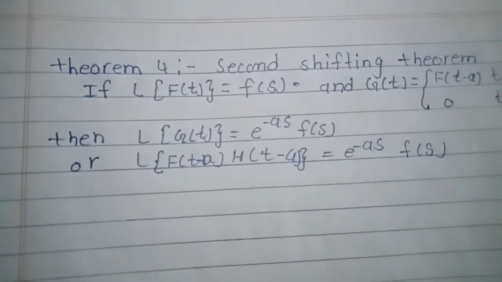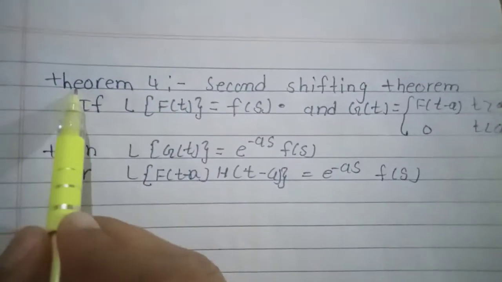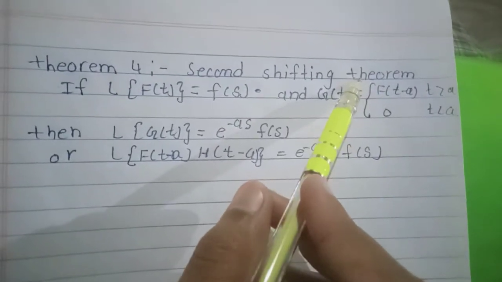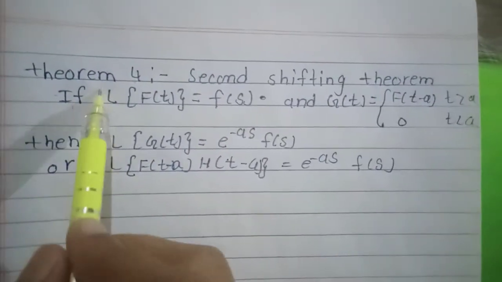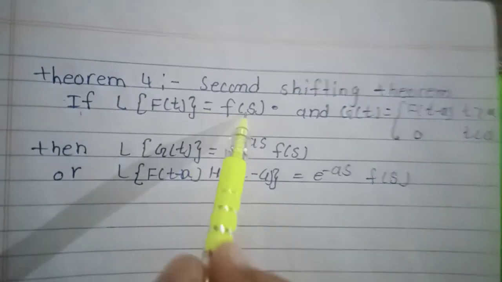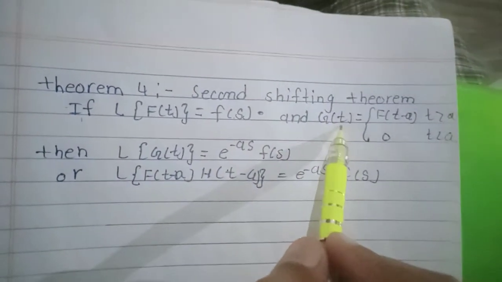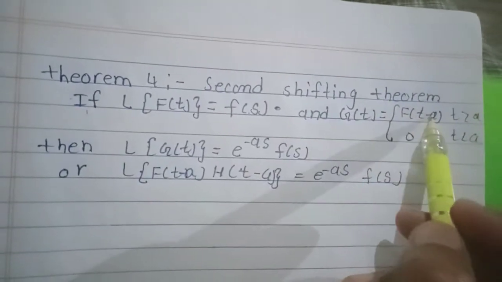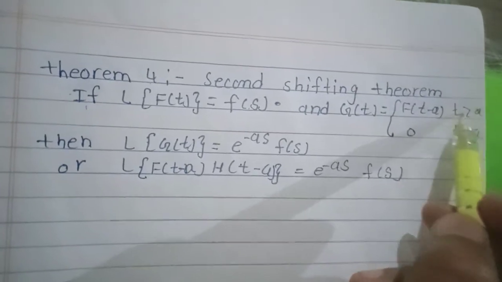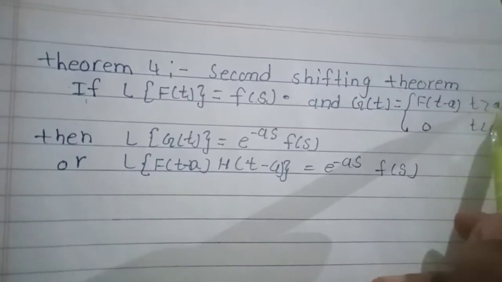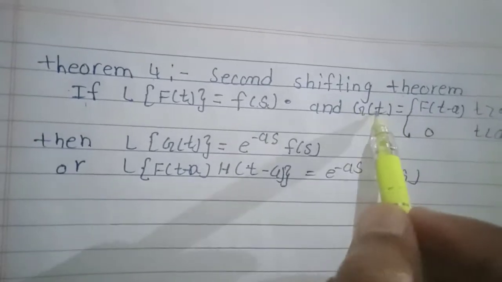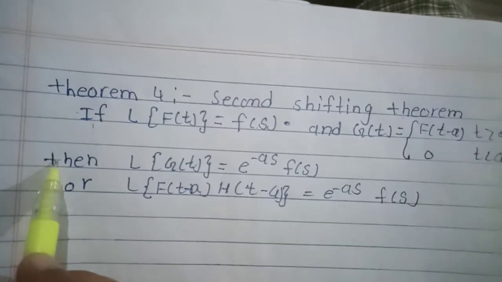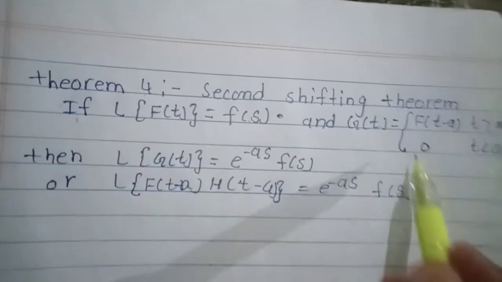Then we write the second theorem, the fourth, that is the second shifting theorem. If the Laplace transform of f of t is equal to f of s, and g of t is equal to f of t minus a when t is greater than a, and if g of t is equal to 0 when t is less than a, then we have to prove this.